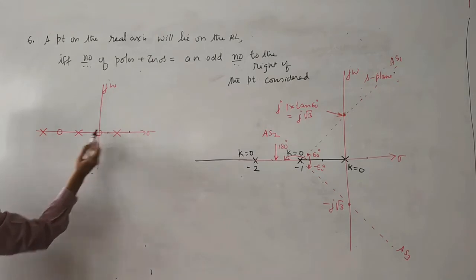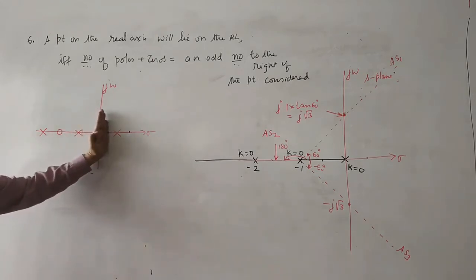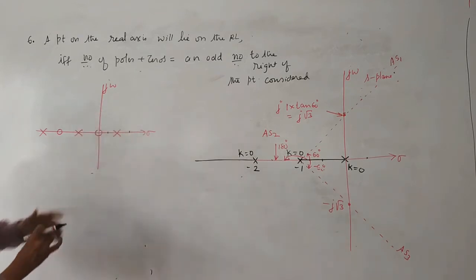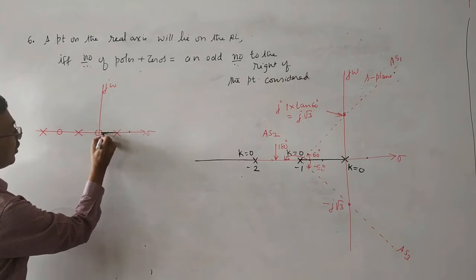You take a point here. See to the right of this point. How many poles are there? 1 pole. No zeros. 1 plus 0 is what? 1. 1 is an odd number. Therefore, root locus lies here.